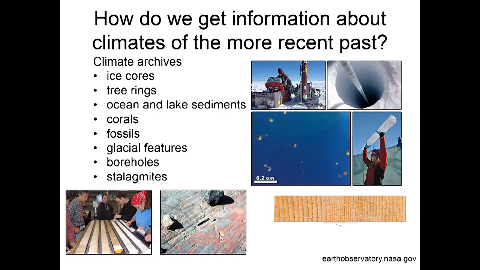We now move into the more recent past, the time of the last 500 million years. As we move to more and more recent time, there are more and more archives that allow us to reconstruct what climate was like. These include ice cores and tree rings, ocean and lake sediments, corals, fossils, glacial features, boreholes, and stalagmites growing in caves. Not all of these archives cover the entirety of the last 500 million years. In fact, almost none of them do. But all of them give us essential insights into past climates.